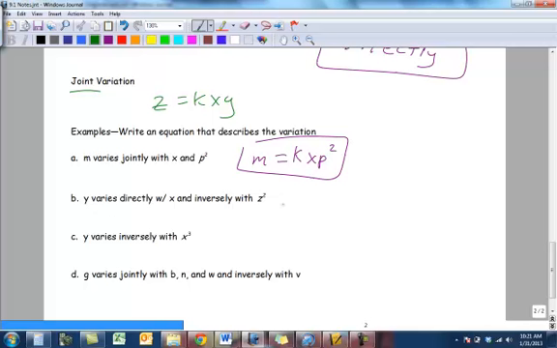All right? Let's try another one. Y varies directly with x and inversely with z squared. All right? Now, y varies directly with x. So directly, that means k, don't forget k, kx, and inversely with z squared. Inversely means divide. So kx divided by z squared. That's it. If it says jointly or directly, you multiply. As soon as it says inversely, you divide. Don't forget your k. All right? Go ahead and try C and D. Press pause. Come on back.